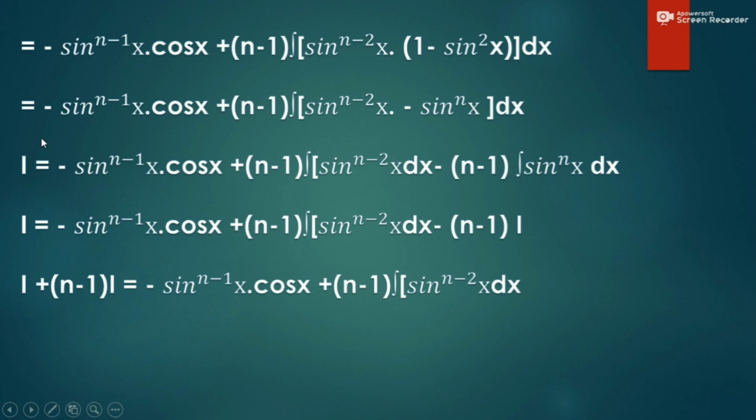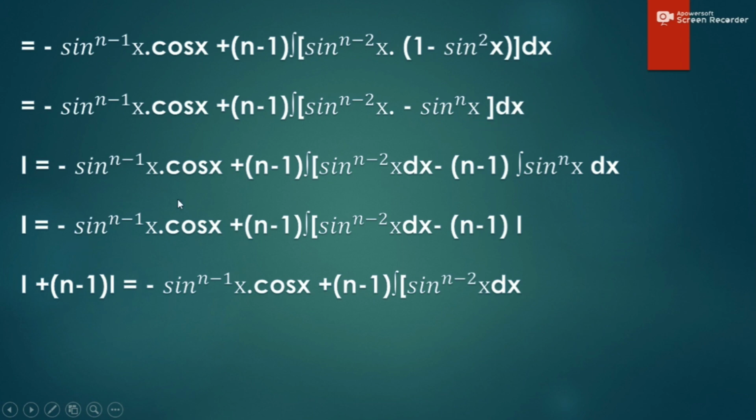Next step: minus sin raised to n minus 1 x into cos x plus n minus 1 as it is into the integral of sin raised to n minus 2 x into 1, which gives sin raised to n minus 2 x, minus sin raised to n minus 2 x into sin raised to 2 x. That means sin raised to n minus 2 plus 2; the minus 2 and plus 2 cancel. Then we get only sin raised to n x dx.